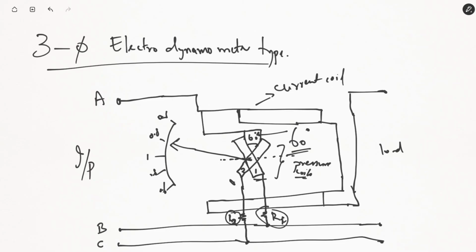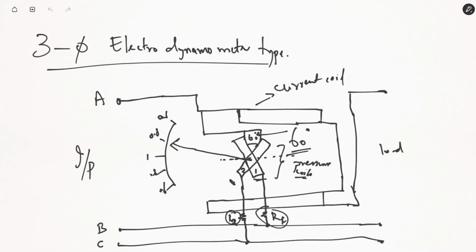So we are keeping the mechanical angle between VAB and VAC again 60 degrees. Then the same principle will occur. Current IA is flowing through the current coil, current IAB is flowing through coil 1, and current IAC is flowing through coil 2. They will have an electrical phase difference as well as a mechanical phase difference.